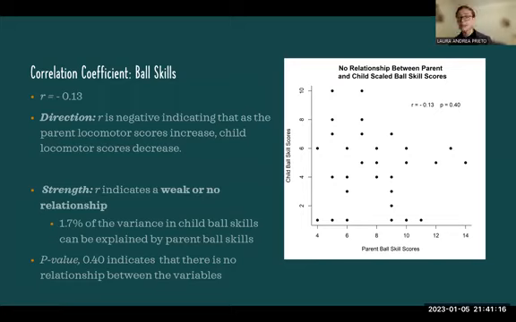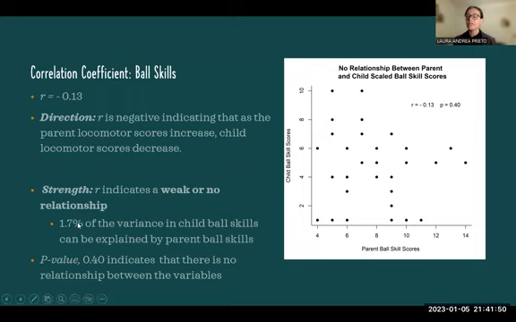Then when we look at ball skills, something that is more specialized, we're thinking there might be more of a relationship between these two variables. When we ran the analysis, we found that the correlation coefficient was negative 0.13, which indicates a negative or indirect relationship between the two variables. And the strength of the relationship appears to be weak or no relationship at all, according to the rule of thumb table. And when we found the coefficient of determination, we square that R.